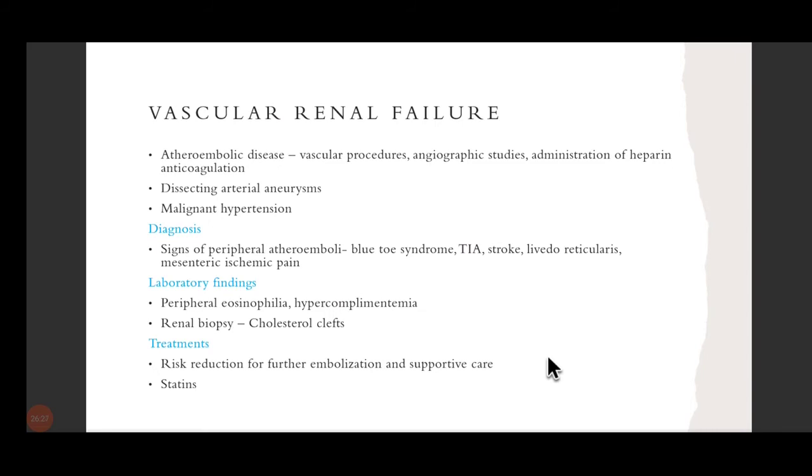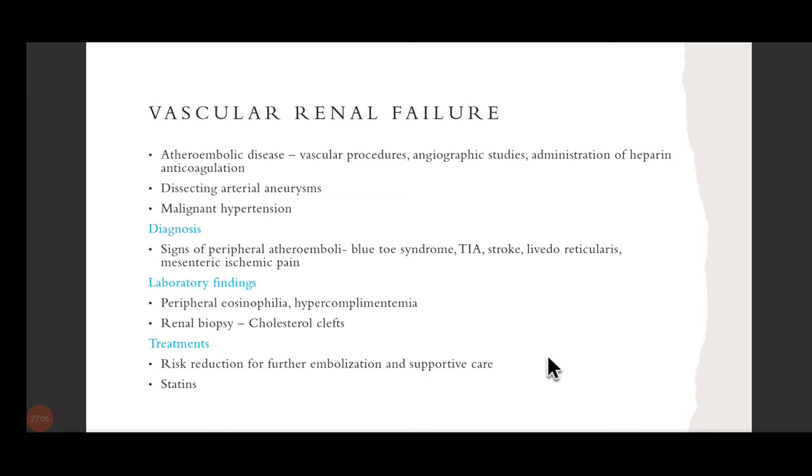So these were the causes of kidney injury pertaining to the site. We'll move on to the causes because of vascular system. It could be an atheroembolic disease, which results in renal failure, a dissecting arterial aneurysm, or malignant hypertension. What you may see in such a patient is signs of peripheral atheroemboli. There could be a Pluto syndrome, a transient ischemic attack, a stroke, a mesenteric ischemic pain, or a livedo reticularis.